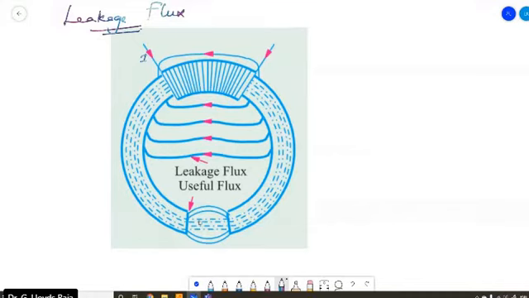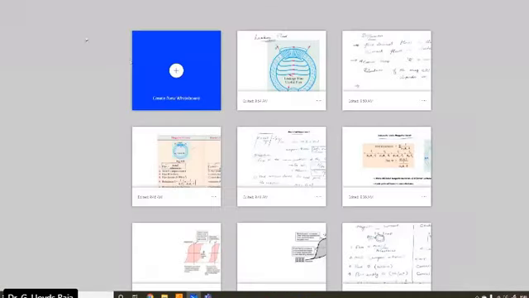So here there is another phenomenon going on, which we can call fringing. What is happening here is something called fringing. But before that, let us discuss in detail what this leakage flux is. So I will take another example.